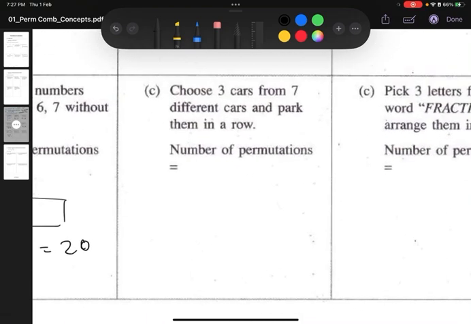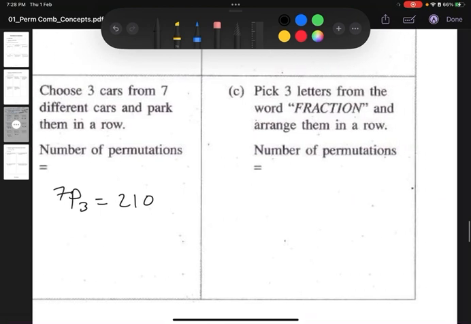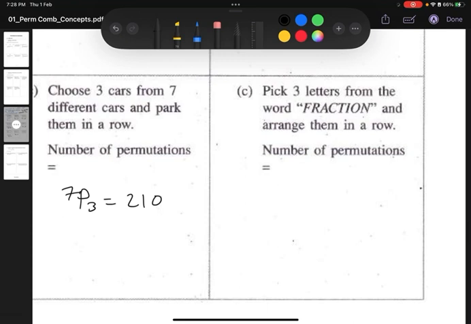Choose 3 cars from 7 different cars and park them in a row. So 7P3, that would be 210. Here, pick 3 letters from the word fraction. Let's just count the number of letters. So 8 letters. We have to arrange 3 of them in a row. So the number of different ways you can arrange them in a row is 336.